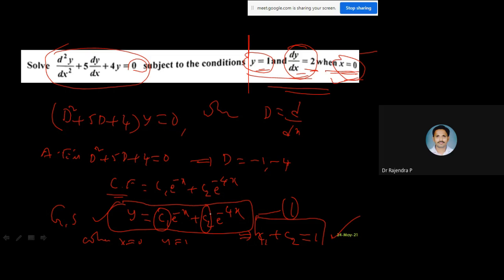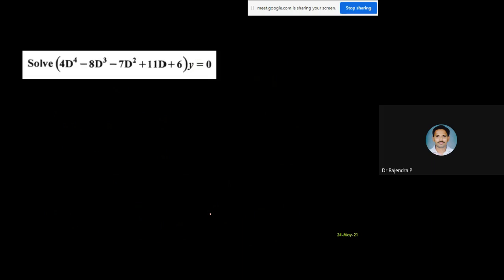We just concentrated on how to find the complementary function only. Still, I'm not introducing anything. See, this is also of the form f(D) y = 0. So now how to get the solution for this? As I told you, you have to start with the trial and error method.